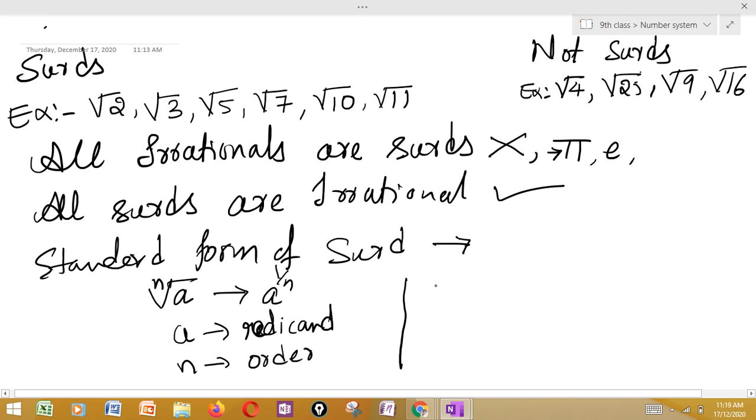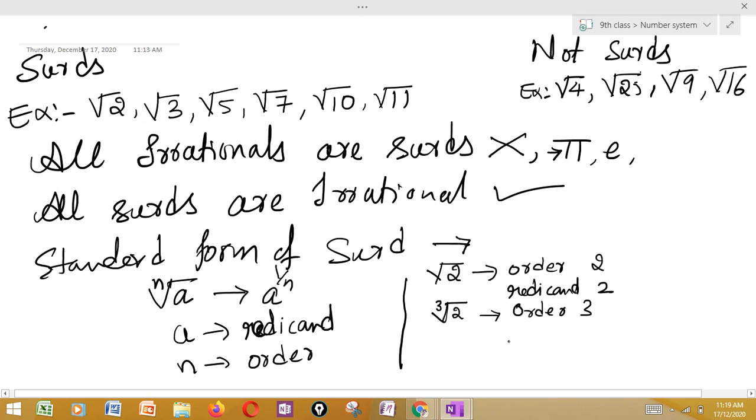Let me take a few examples to distinguish between order and radicand. Suppose you have the square root of 2, what is the order? 2. What is the radicand? 2. Suppose you have the cube root of 2, what is the order? Three. Very good. What is the radicand? Two, very good.